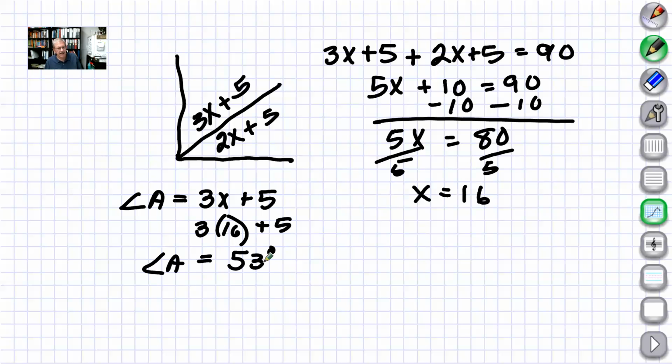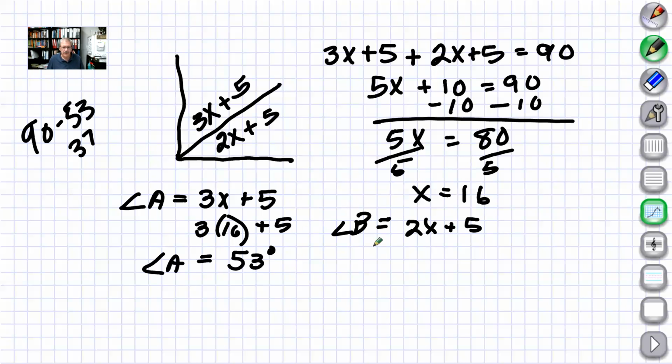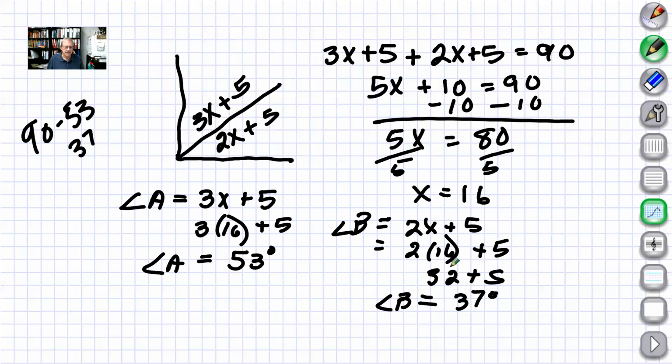Now, if I wanted to find out angle B, all I've got to do is take 90 minus 53, and I would get 37. But we can also substitute in, let's call angle B 2x plus 5. We can also do it this way, to double check our work. So 2 times 16, 32, plus 5, 37. So this would be a way to double check. And so we know angle B is 37 degrees. So just because you find x doesn't mean you found your answer. This is the answer to the problem.